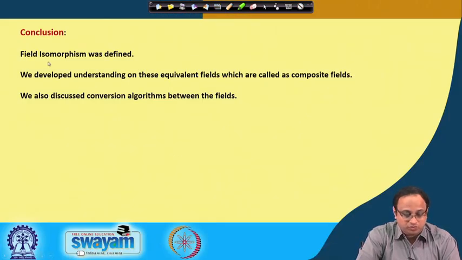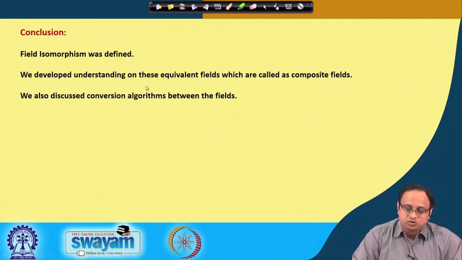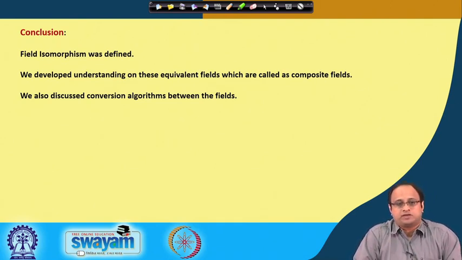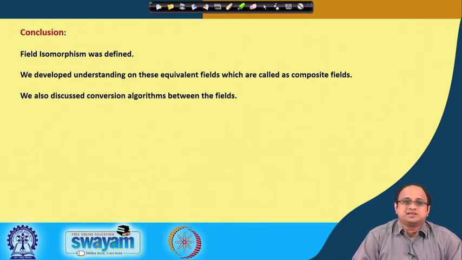To conclude, what we discussed in today's class and also in the last class was that we were trying to define field isomorphisms. We tried to develop an understanding of these equivalent fields, which are called composite fields, and we also discussed conversion algorithms between the fields. We tried to find efficient mappings between GF(2^k) and GF((2^n)^m), and we shall see in subsequent classes how we can use these ideas to develop efficient architectures.